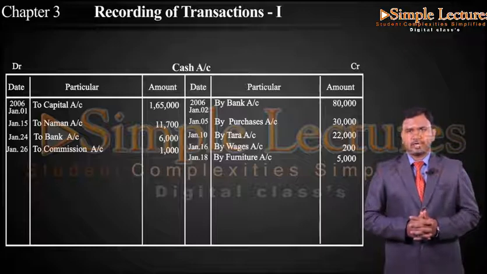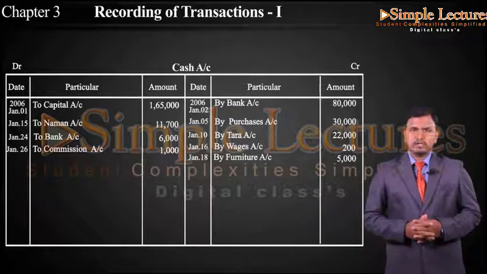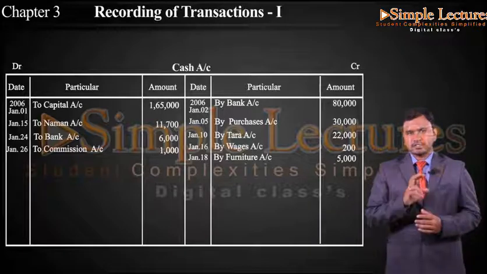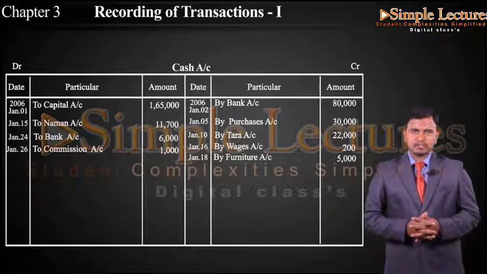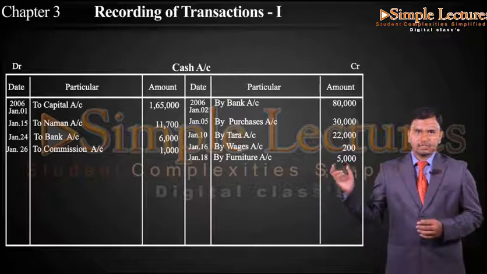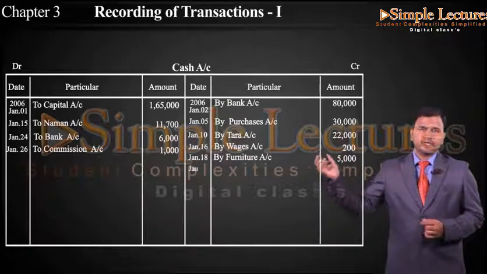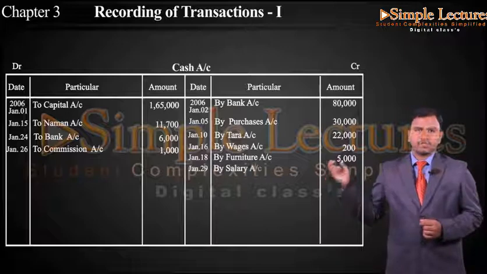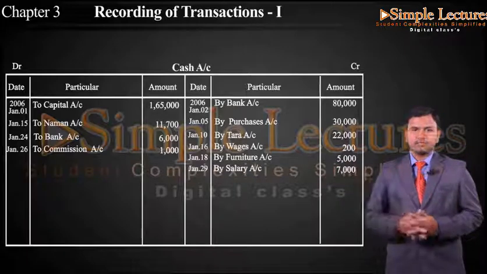Jan 29th. Salary account debtor to cash account. So here the cash was credited, it's nothing but the salary was paid. So this will be taken in the credit side. So date will be Jan 29th, by salary account in the amount column 7,000.